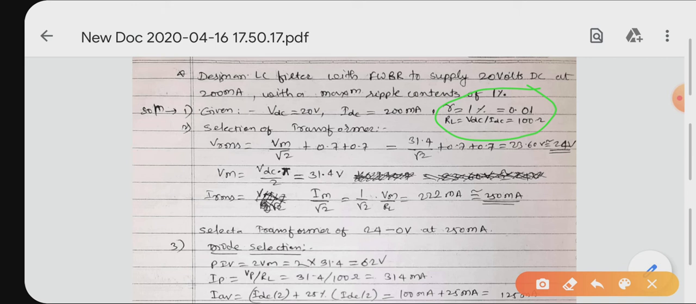Okay, second step, transformer. Here again you have to calculate VRMS, IRMS, and write down the rating of transformer. How is the rating written here? 24-0 volt, or you can write 0 volt 24 volt like this, because it is not a center tap transformer in bridge rectifier. Center tap transformer is used in full wave rectifier using 2 diodes only.